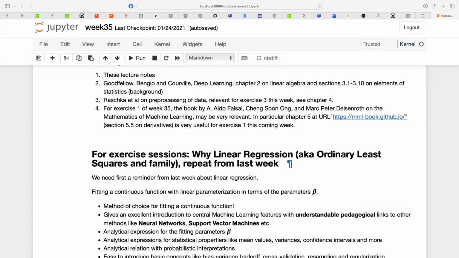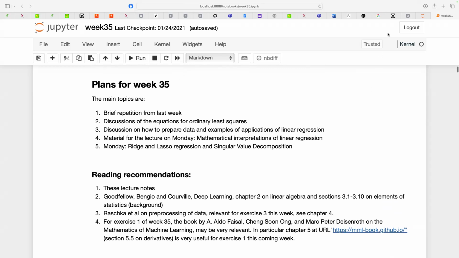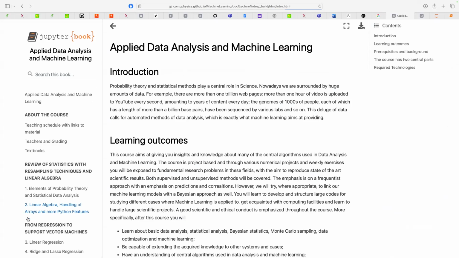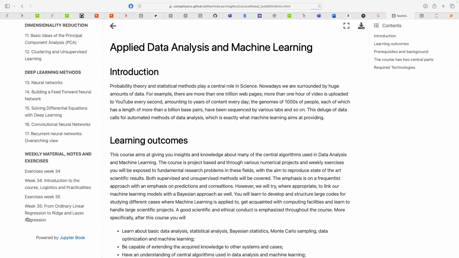Now, where do I find all this material? There is obviously a link here. You can either go to the doc folder here, or you can just go to the Jupyter book, and then you scroll down along the page here, and you will find the week 35 weekly material. So that's the material you were watching in that Jupyter notebook. And you will also find the exercises for week 35.